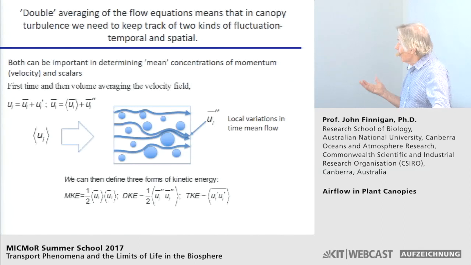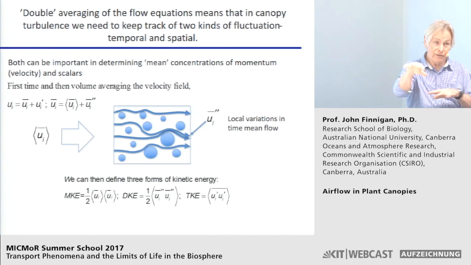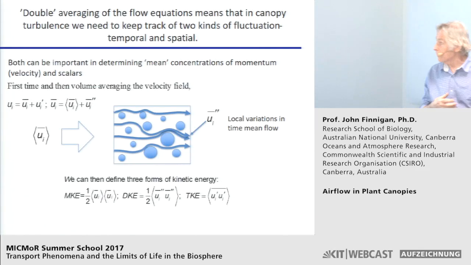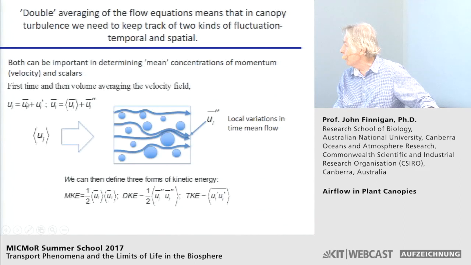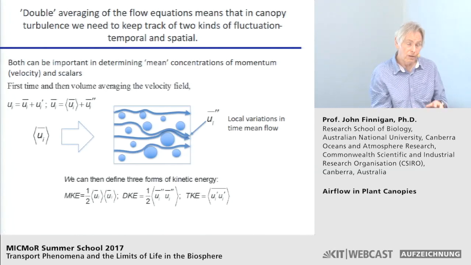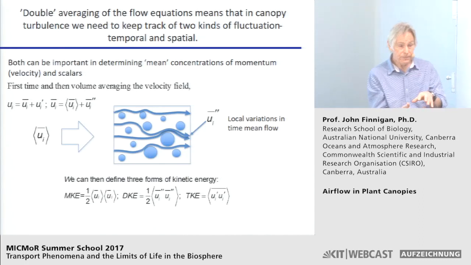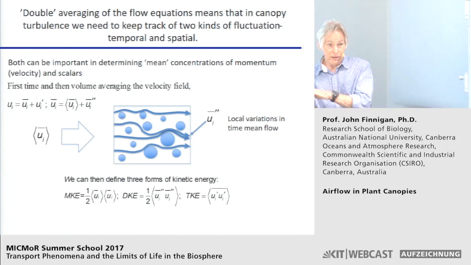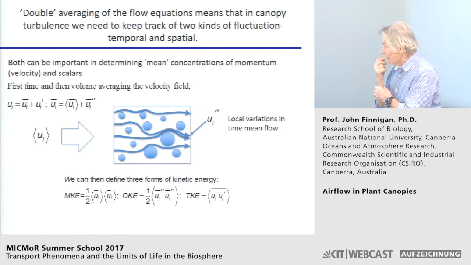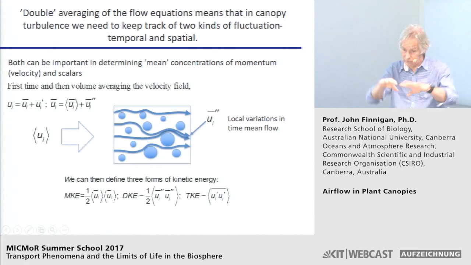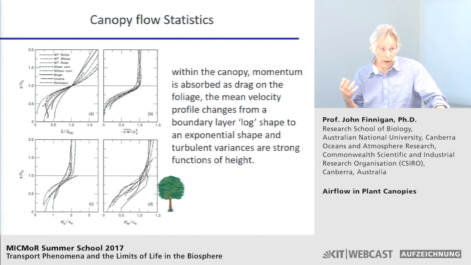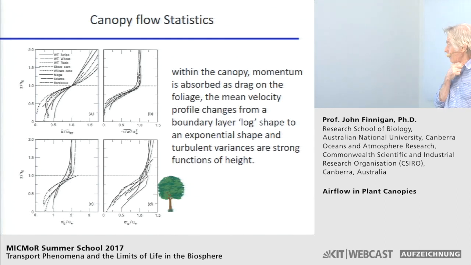So in canopy turbulence, we need to keep track of two kinds of fluctuations, both the temporal fluctuations, but also the steady fluctuations as the air finds its way around all these plants. And we usually denote these local variations in the time mean flow by a double prime, whereas variations in time around the steady flow by a single prime. But that allows us to define three forms of kinetic energy. Remember, we talked about shear and buoyancy producing turbulent kinetic energy, and then that turbulent kinetic energy ending up as heat, eventually through the action of viscosity on tiny eddies. But now we've got three forms of kinetic energy: the kinetic energy in the mean flow, the kinetic energy in the spatial fluctuations, and the kinetic energy in the temporal fluctuations in our slab. We can say a lot more about that, but probably only for those who are really interested in it.